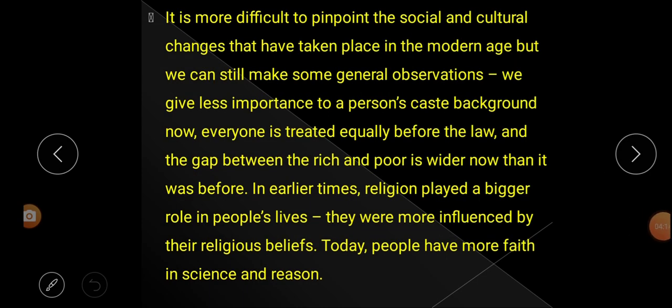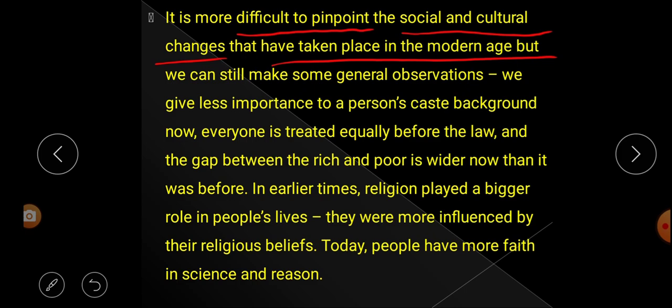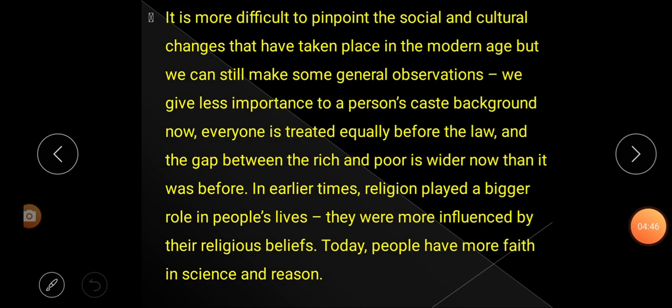Next paragraph. It is more difficult to pinpoint the social and cultural changes that have taken place in the modern age, but you can still make some general observations. That means it is difficult to identify what social and cultural changes have taken place during the modern age, but there are a few things we can identify.